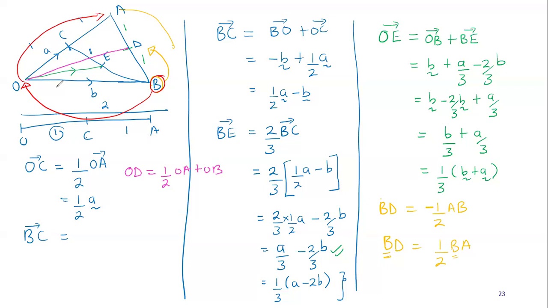I'm not seeing the route you are using. Which routes are you using? Because, Alan, you must have a route to find OD. I'm not seeing where you're getting a half of OA, because a half of A is here.